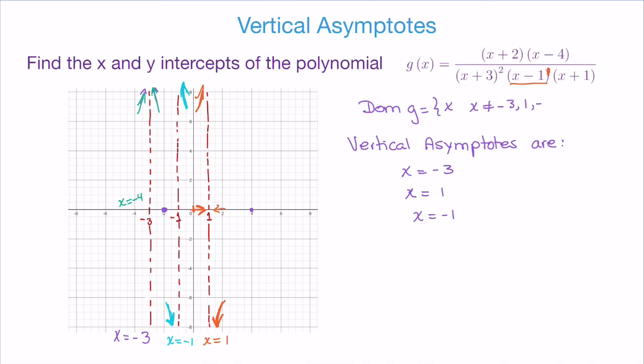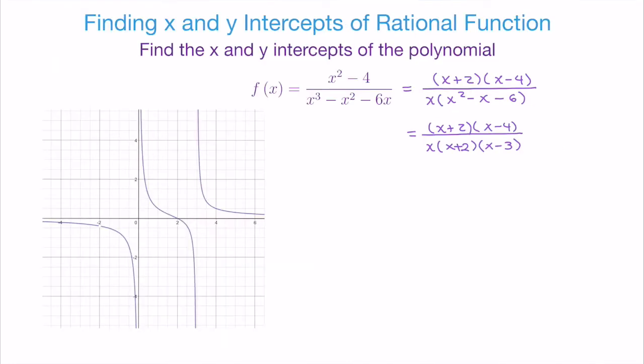Let's look at the next example. I already factored because we need everything factored. Always remember this. The numerator gives us the x-intercepts, and the denominator gives us the vertical asymptote. Okay, so let's look at the domain of f, first of all. That is the set of all real numbers except what makes my denominator 0. All real numbers except 0, negative 2, and 3.